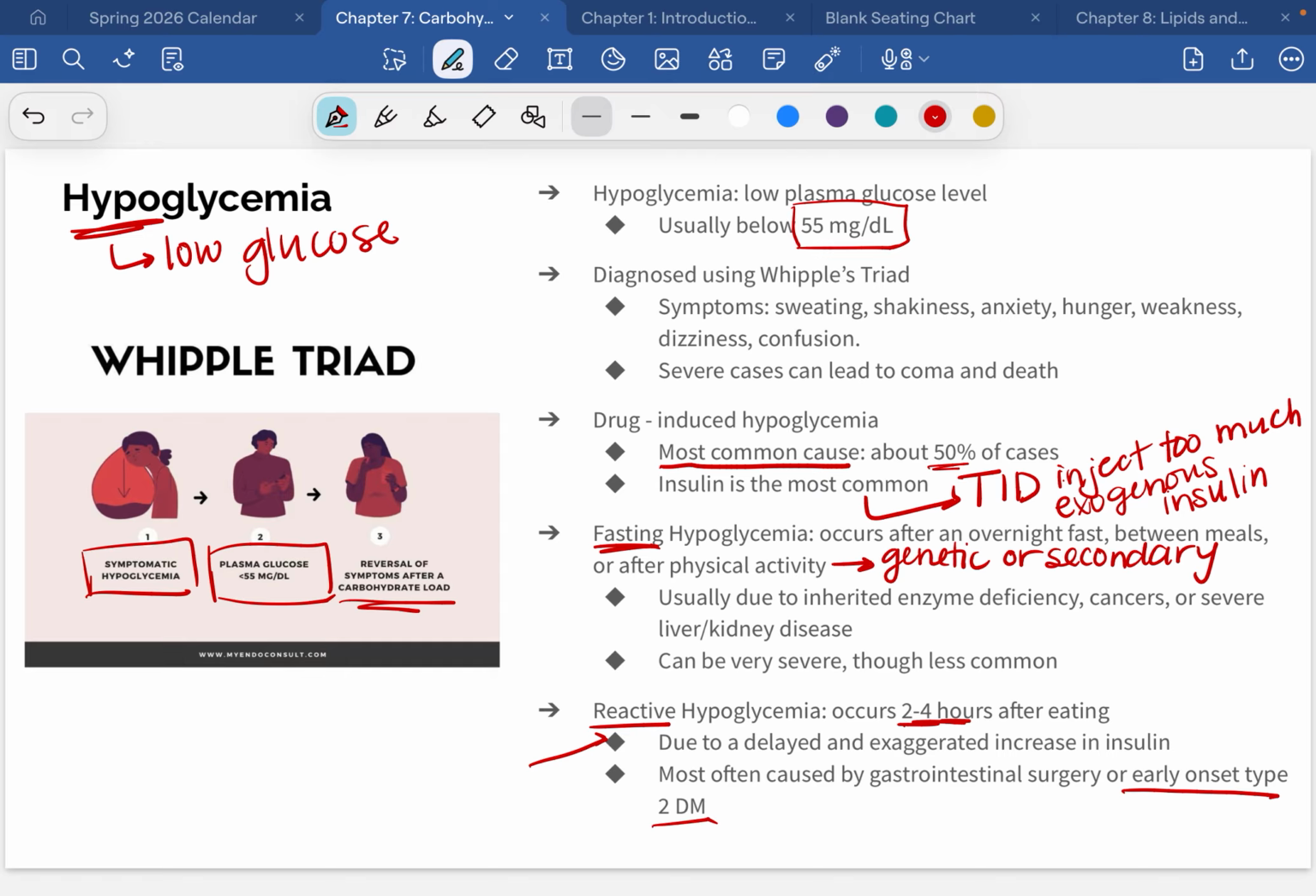When your body starts to have that insulin resistance, one of the things that it will do to try to compensate is release more insulin. And since your body isn't completely resistant to the insulin yet, this is like the early stages of type 2 diabetes, it can cause this reactive hypoglycemia.